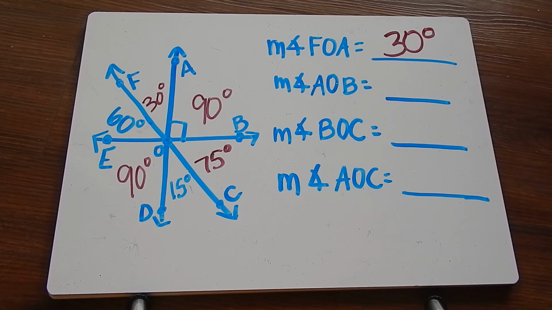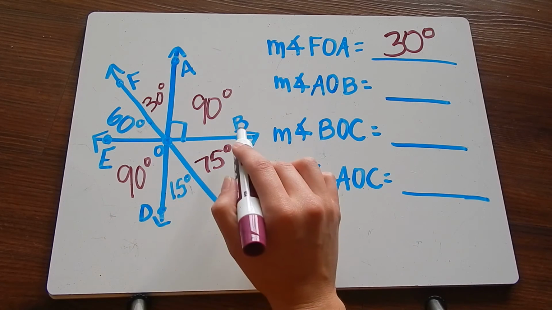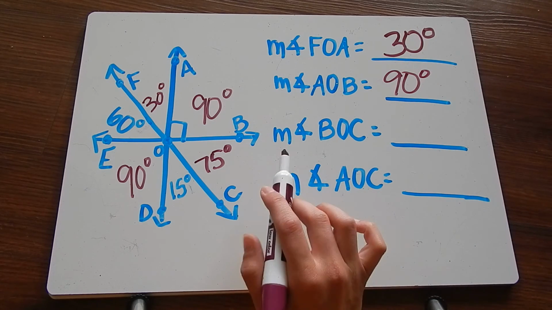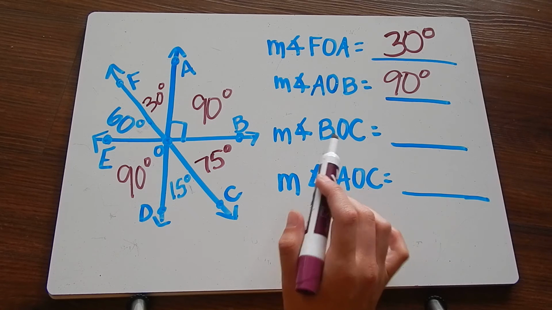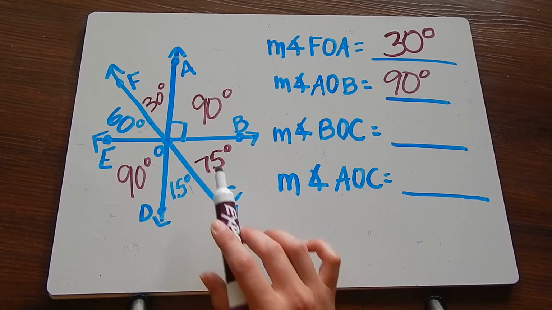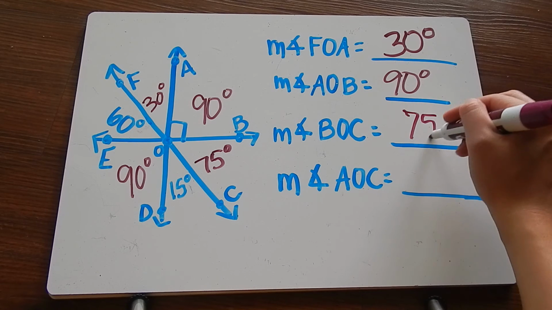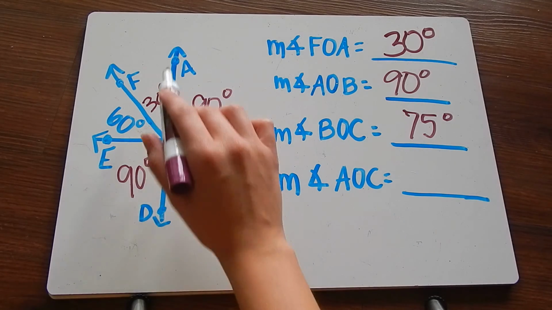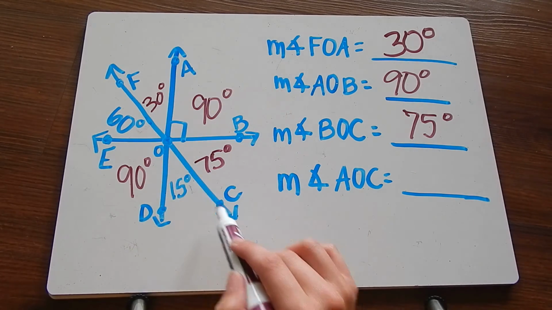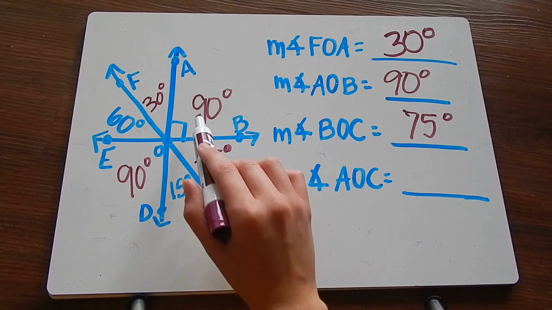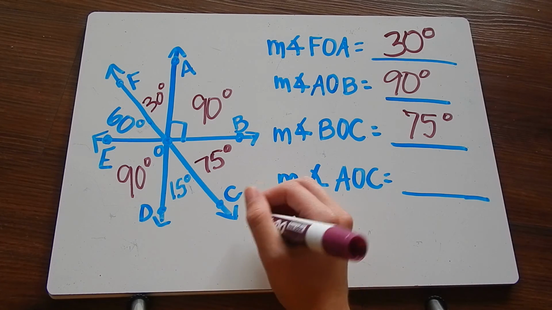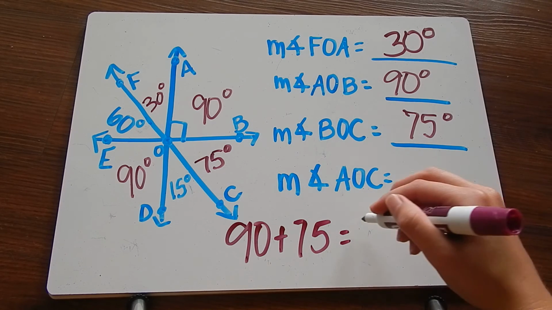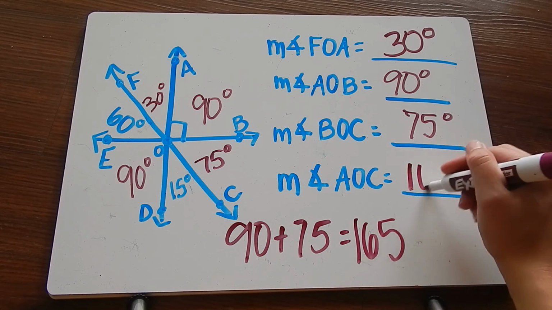The measure of AOB. AOB is here. I wrote that one down as well, 90 degrees. The measure of angle BOC. BOC is here, 75 degrees. And the measure of angle AOC. AOC is this big angle here, so I'm actually going to have to add these two together to figure out what it is. So it's going to be 90 plus 75, which gives me 165.